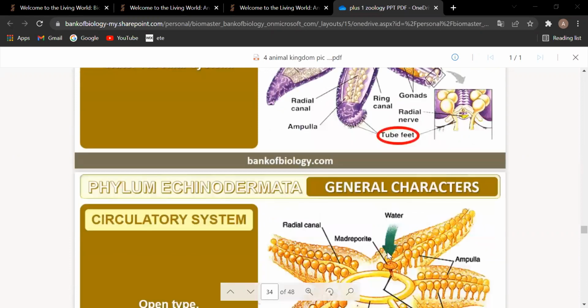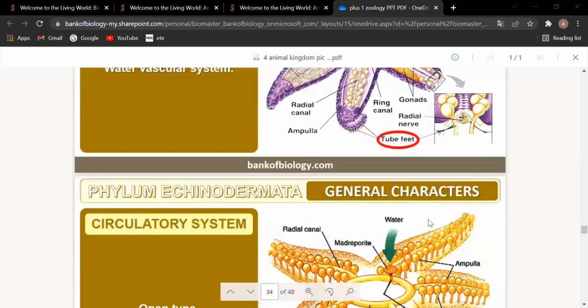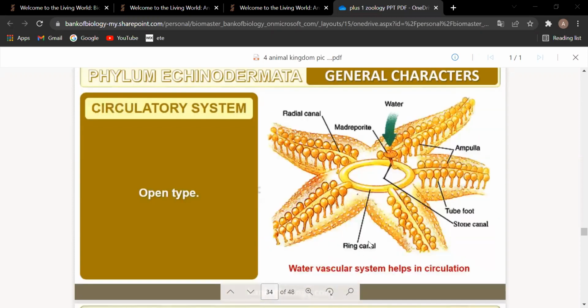Here you can see the stomach, this is the anus, and this is the central disc. These are the digestive glands. These are the tube feet, which you have to understand and remember; they walk with their tube feet. Here it's the circulatory system, which is of open type, and this is the water vascular system, which helps in circulation.